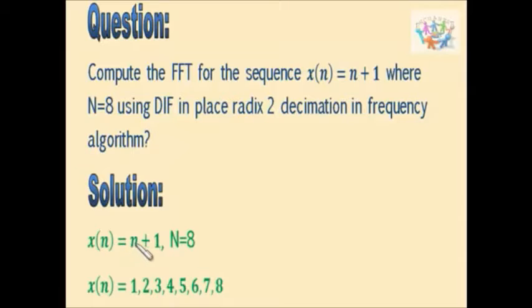Substitute the value of n as 0 first. So 0 plus 1 will give us 1. Then we have to substitute the value for n is equal to 1. So 1 plus 1 will give us 2. Similarly, we need to substitute the value till n is equal to 7. So we will get the sequence as 1, 2, 3, 4, 5, 6, 7 and 8.